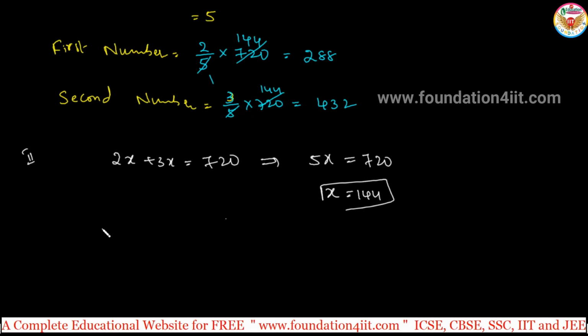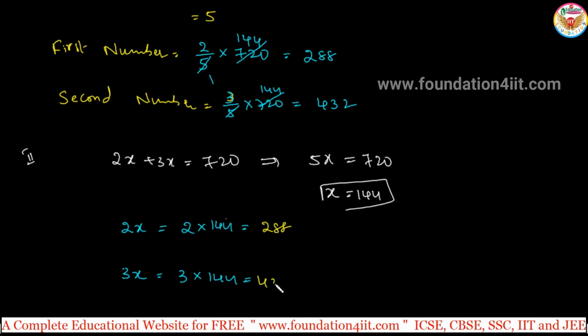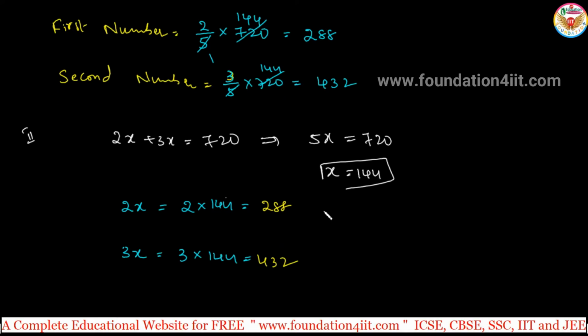Now directly we can substitute these values. First number is 2x, second number is 3x. This is also a method. 2x is the first number, 2 into 144. 3x is the second number, 3 into 144. The same answer will come: 288 and 432. This works if the ratio has only two parts.